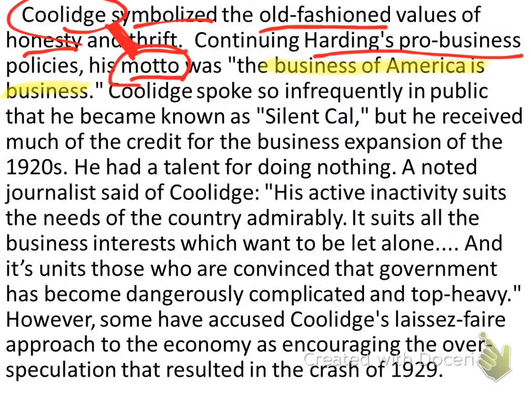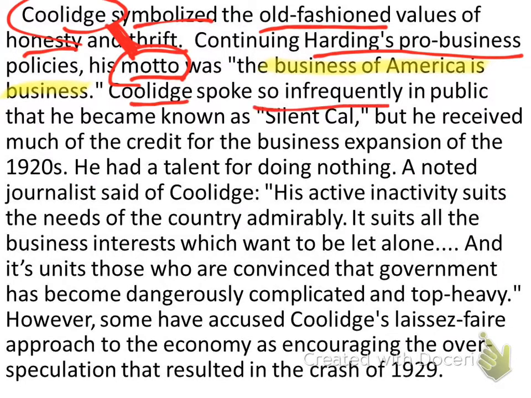Laissez-faire, hands-off, as long as the economy is doing pretty well. People are working and businesses are not killing too many people through inferior products, that kind of stuff. Then the government was going to stay out of business's way.